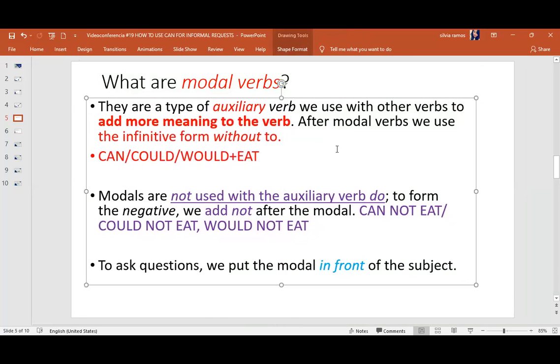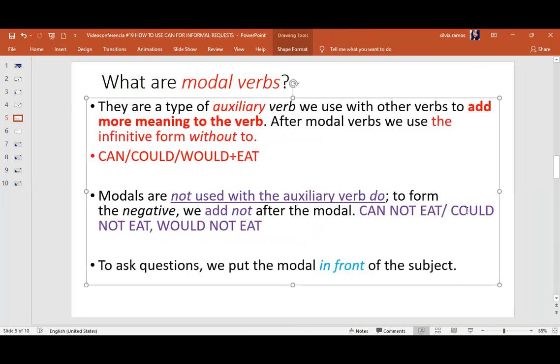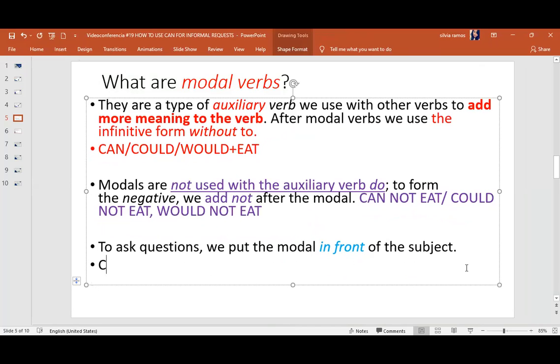Right. If we have this, we want to make a question. If we're going to make a question, we only need to put the verb, the modal verb at the beginning. Right. So we have could. Right. Then a subject, of course. Right. Could you eat? Could you eat a pupusa? Right? Could you eat a pupusa? We have the modal verb in front of the subject. What is the subject? You.